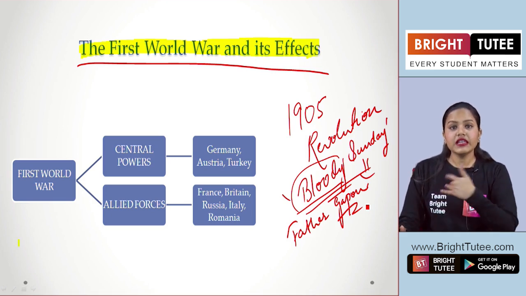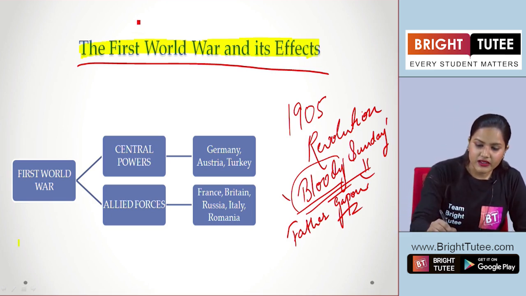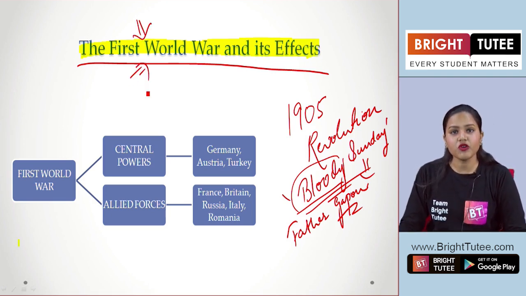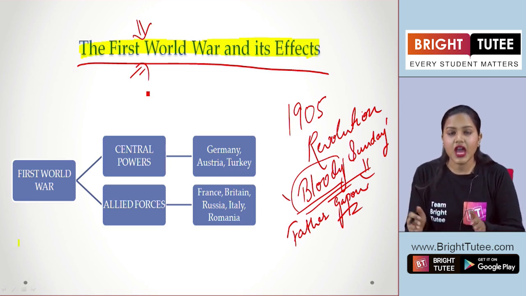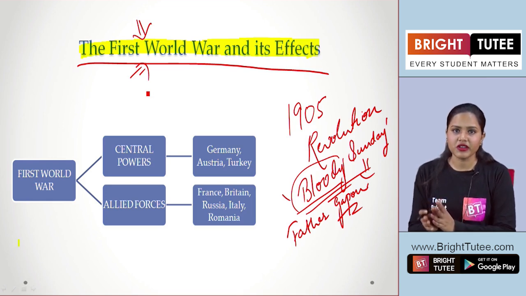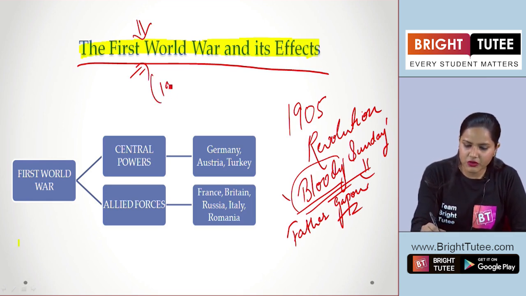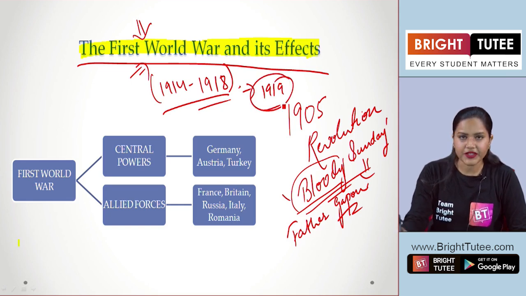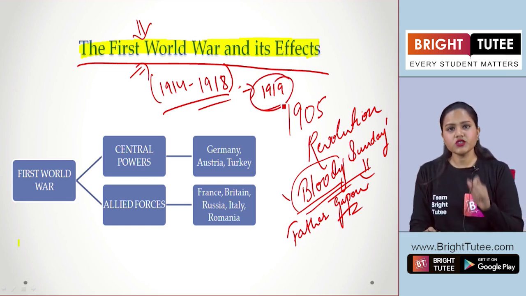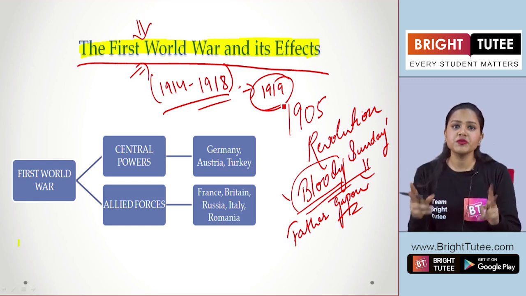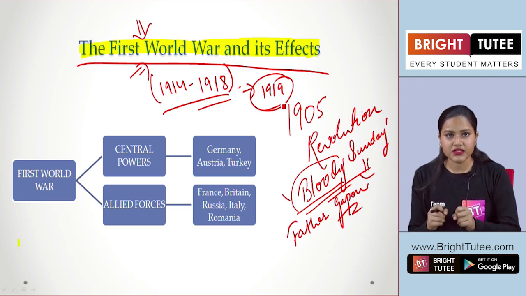Moving forward, let us now understand what happened after the First World War. When we are talking about Russia specifically, how was Russia affected by the First World War? Now you know the timeline for the First World War: 1914 to 1918, and finally a peace treaty was signed in the year 1919. When we are talking about the First World War, we know that there were two groups fighting among themselves.